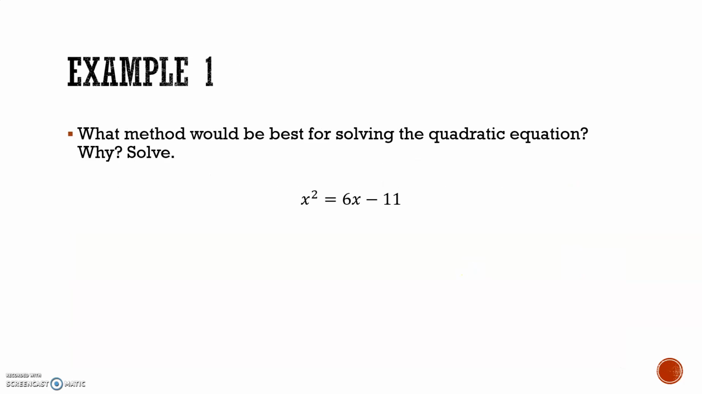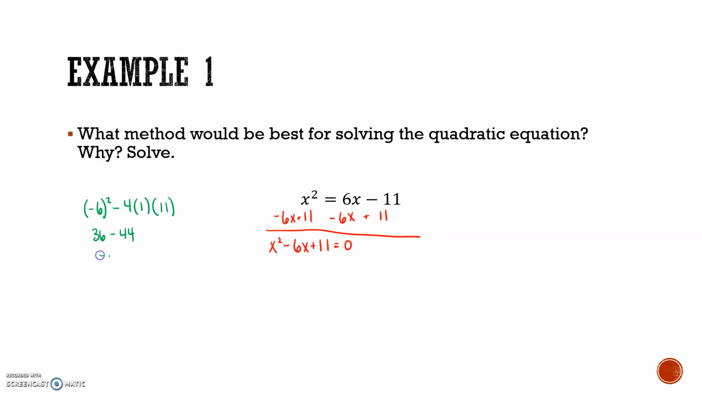All right. In order to find the discriminant, what is the very first thing that I need to do with this problem? I need to get everything on the same side. So I'm going to move this 6x and the 11 to the other side, and it's going to equal 0. Now, I'm going to find the discriminant, b squared minus 4 times a times c. And this is going to give me 36 minus 44, which gives me a negative 8.